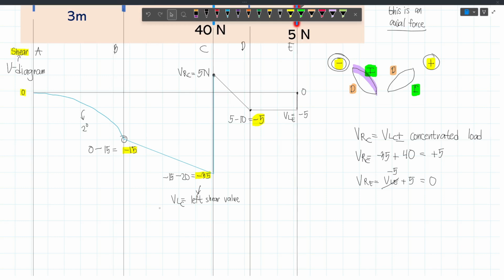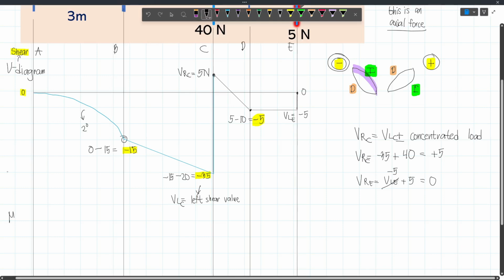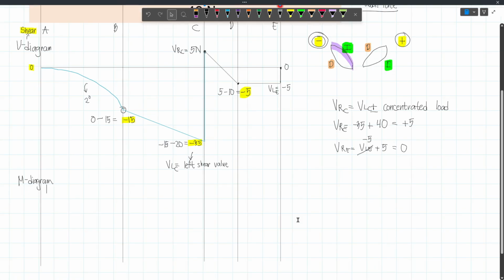And so now, since tapos na tayo sa shear diagram, we will move on sa moment diagram. And so, sulat natin dito. This is the M diagram. Now, just like our shear, our moment diagram starts from 0 and then it will end at 0. And so again, at each end, this will be 0. And then let's extend this line. And then 0 din to dito.